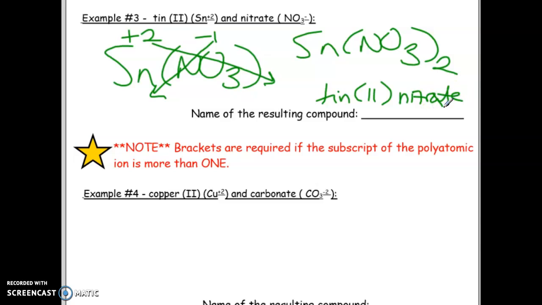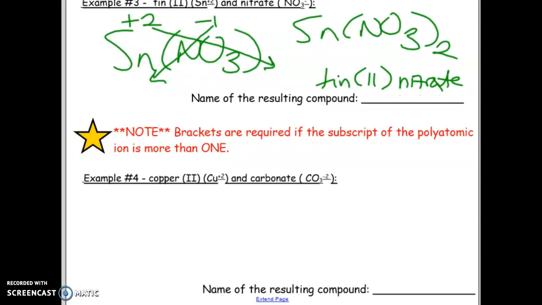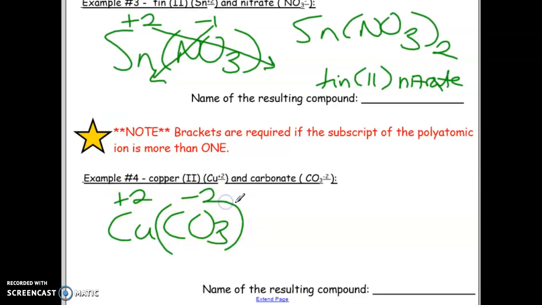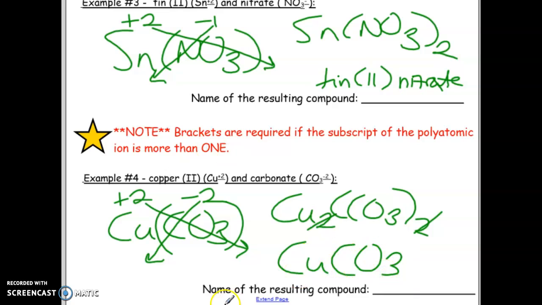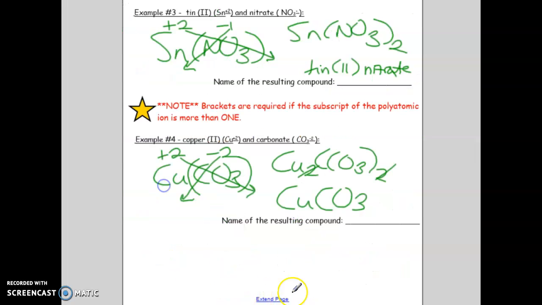We always include the Roman numeral if it's one of those elements that needs it. Okay, so here we have another one, copper 2 and carbonate. So we have Cu and CO3. This is positive 2 and negative 2. So the 2 and 2, we have Cu2(CO3)2. So this can be reduced to CuCO3. So the name of this would be copper 2 carbonate.